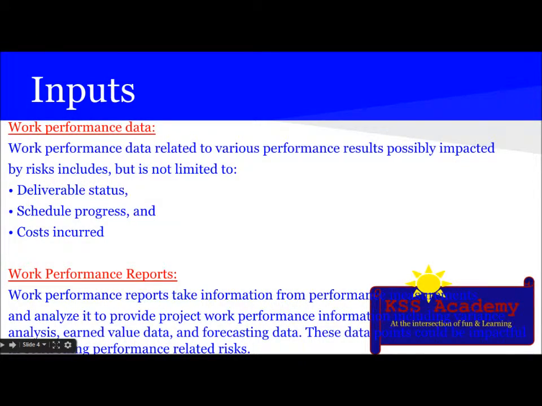The next input is WPD. WPD related to various performance results possibly impacted by risk include deliverable status, schedule progress, and cost incurred. Work performance reports take information from performance measurements and analyze it to provide project work performance information, including variance analysis, earned value data, and forecasting data. These data points could be impactful in controlling performance related risk.